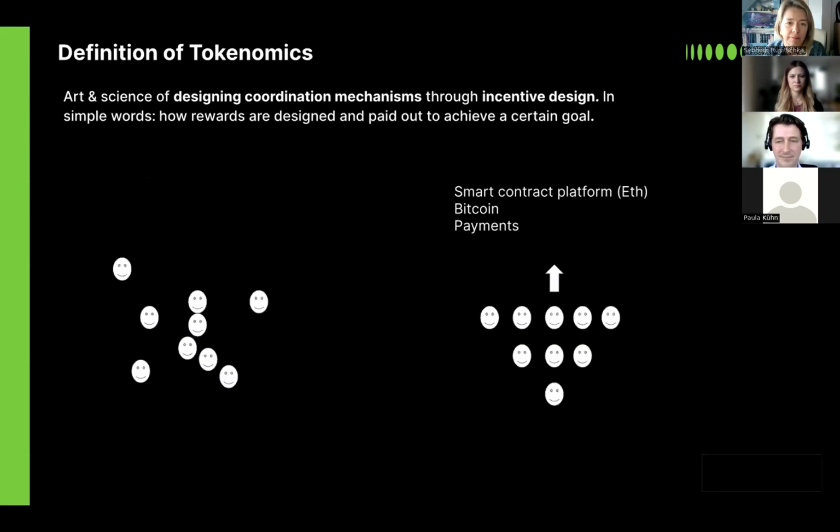And for me, and there's a very scientific definition, tokenomics is really the art and science of designing coordination mechanisms through incentive design. That's a bit abstract. So in simple words, it's how rewards are designed and paid out to achieve a certain goal. That goal could be something like offering a smart contract platform, funneling payments, the Bitcoin network, and so on. So really, it's about, if we mint a token, how can we get people to create value and capture some of the value?